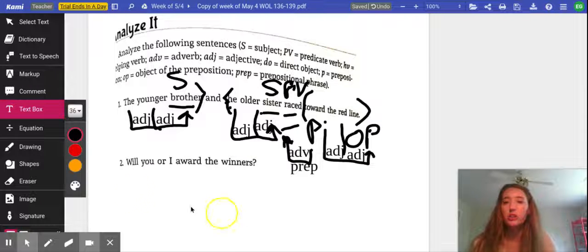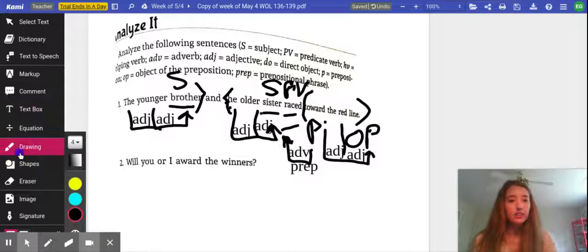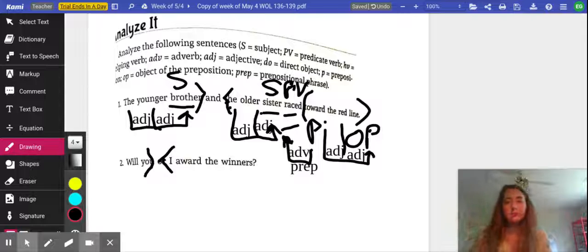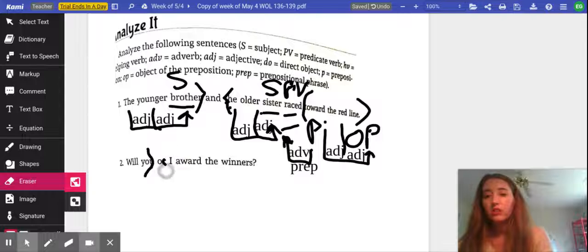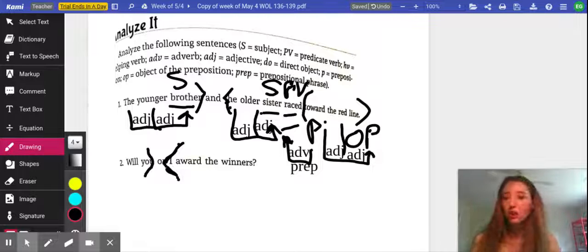Next sentence is a little shorter. It says, will you or I award the winners? Now, do we have a conjunction in this sentence? Yes, we have the conjunction or. We're going to put wings around it. That's all we do. Now let's look for prepositional phrases. Will you or I award the winners? I do not see any prepositions, so there are no prepositional phrases. So I tried to make that look better, but I think that looked worse.